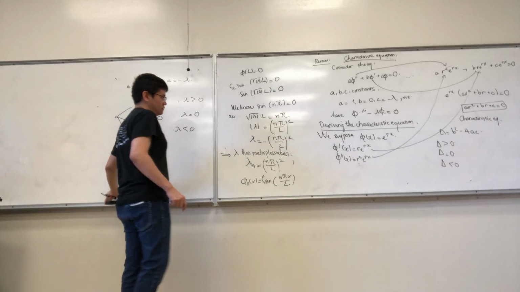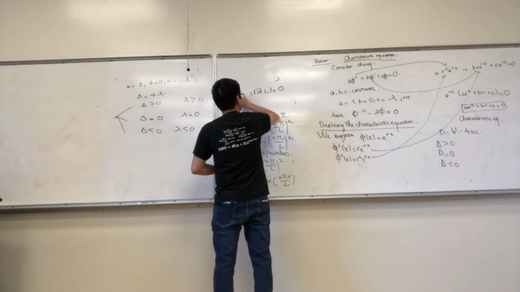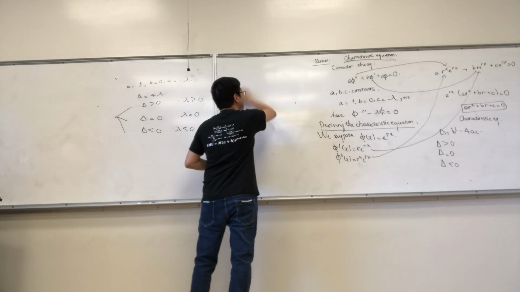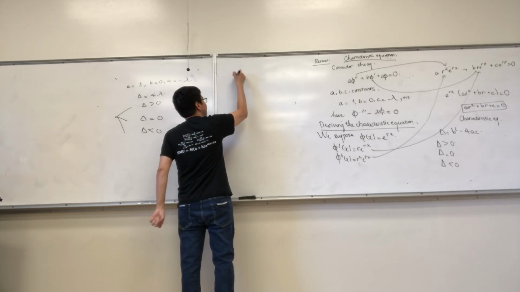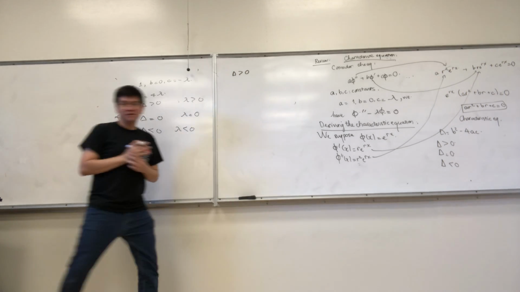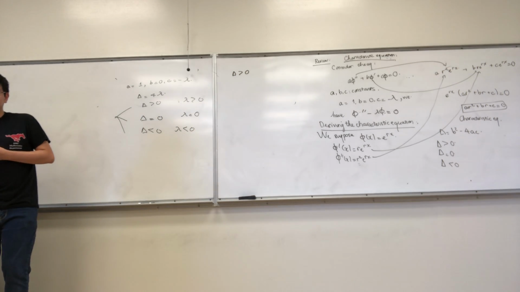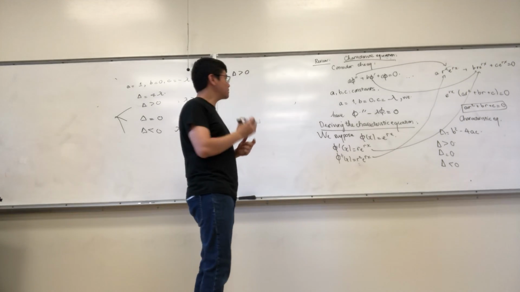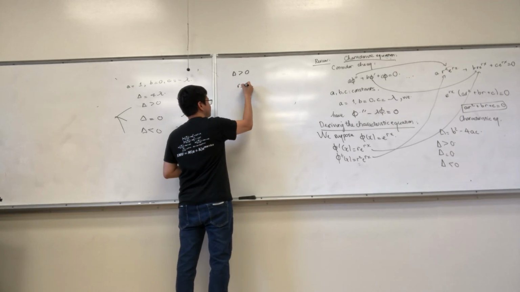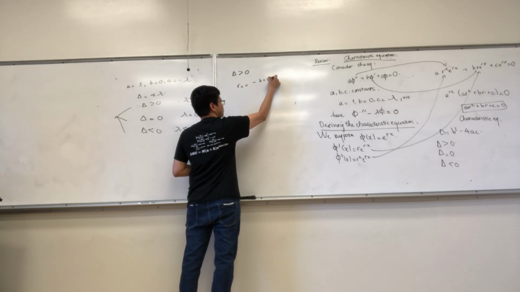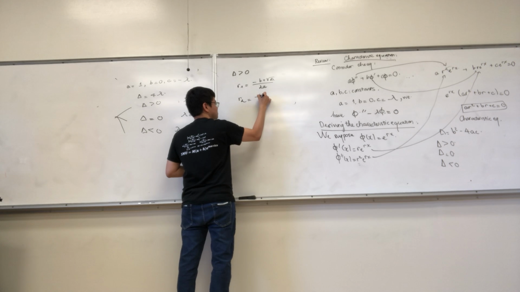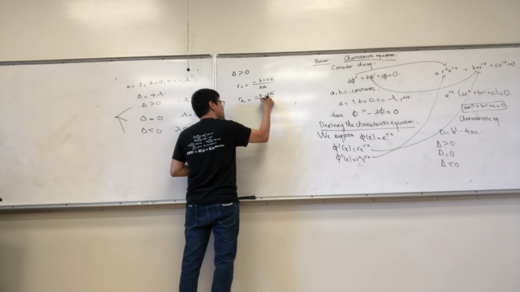Now, case number one, lambda is positive. What happens when lambda is positive? You have two roots. The first one is minus b plus square root of delta over 2a. And the second one is minus b minus square root of delta over 2a.